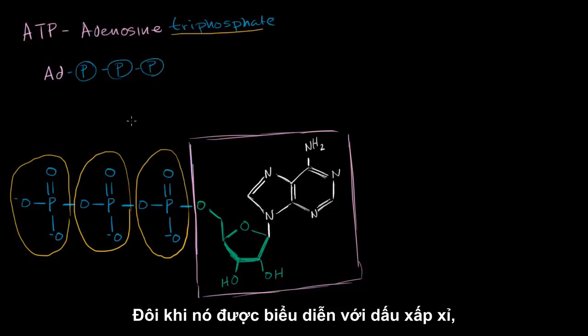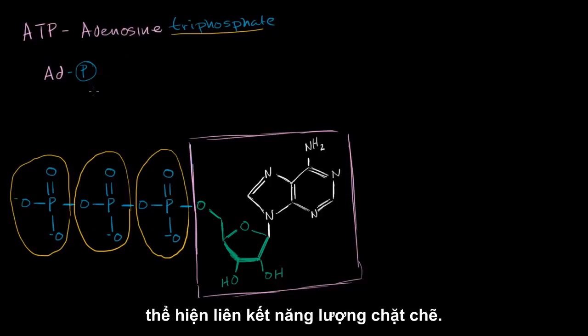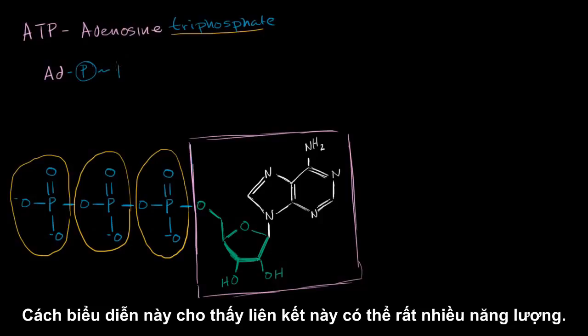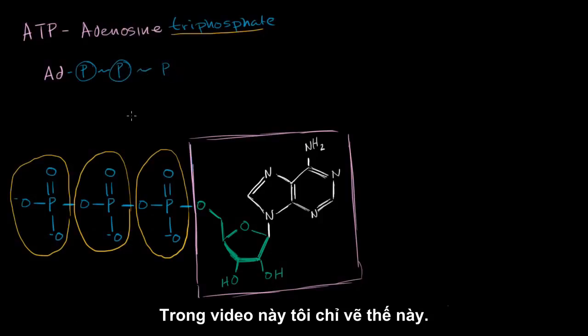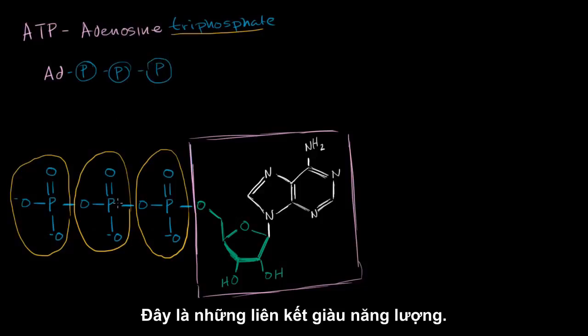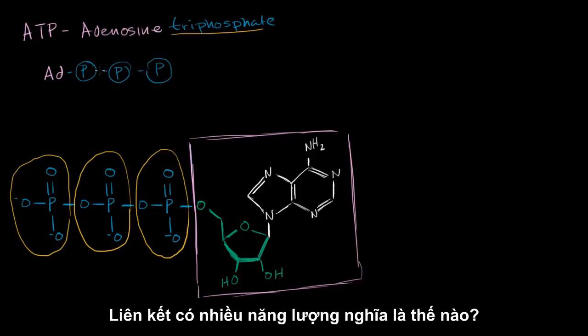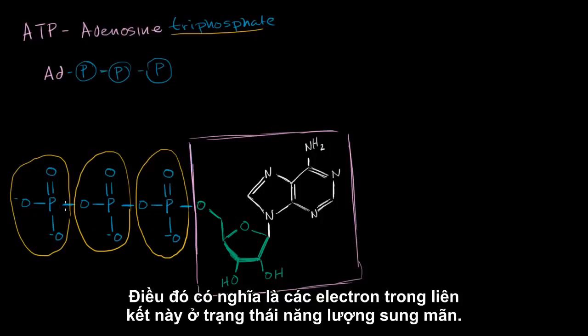Or sometimes you'll see it depicted, instead of just drawing these straight horizontal lines, with essentially higher energy bonds. So you'll see something like that to show that these bonds have a lot of energy. But I'll just do it this way for the sake of this video. But these are high energy bonds. Now, what does that mean? What does that mean that these are high energy bonds? It means that the electrons in this bond are in a high energy state.